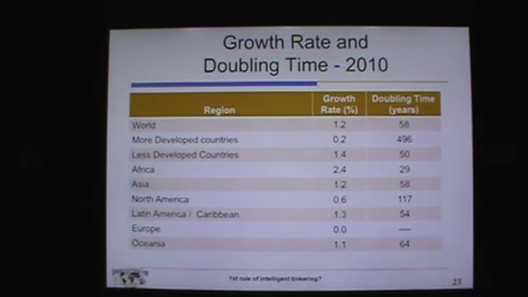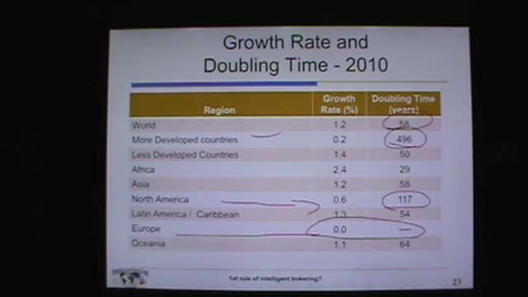So these are the actual numbers here. Worldwide, we're looking at doubling our population in 58 years. The more developed countries, this is a smaller number than I came up with for Scandinavia, have a growth rate of about 0.2%. Actually, the North America growth rate is about 0.6%, 117 years. This is more accurate for the number I gave for Europe. Really, their growth rate is 0. They will never double in terms of their population.